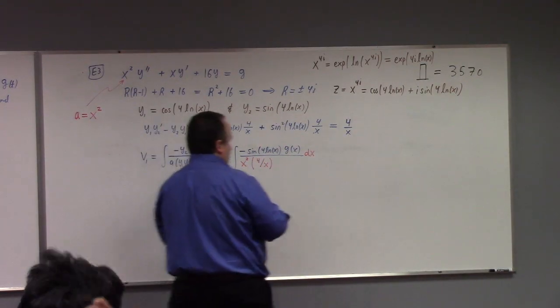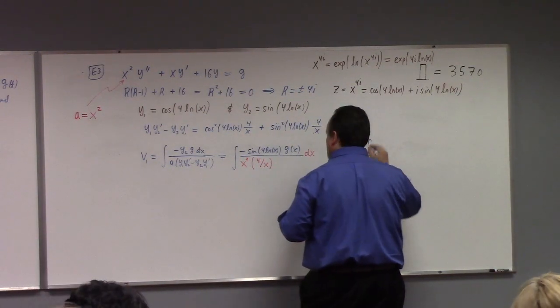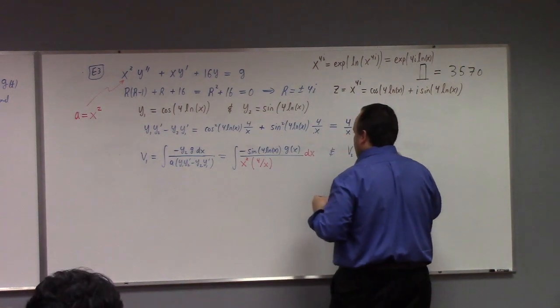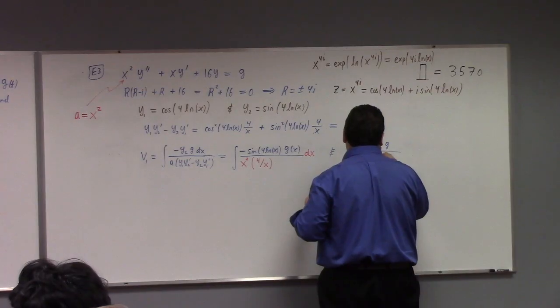And my v2, the integral of y1 g divided by a times the Wronskian.